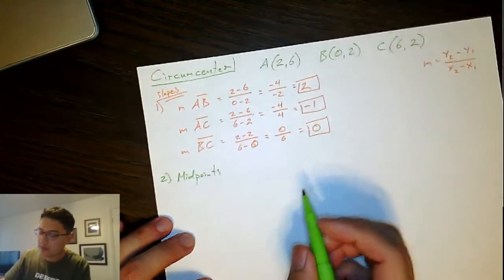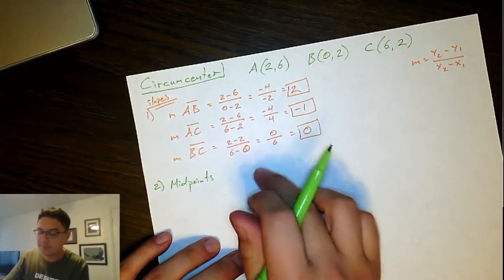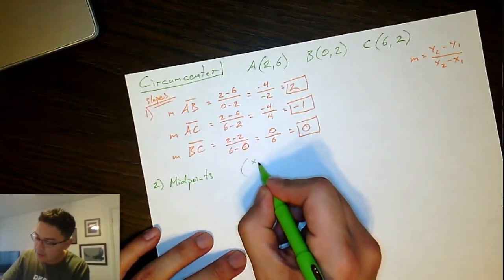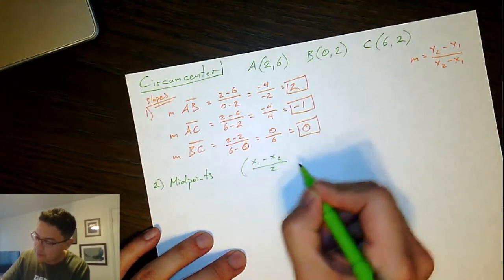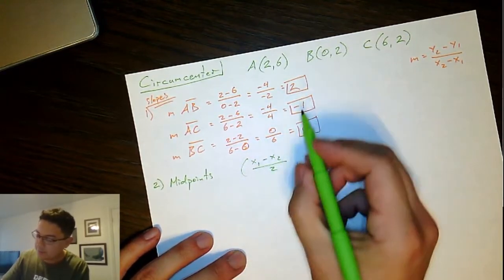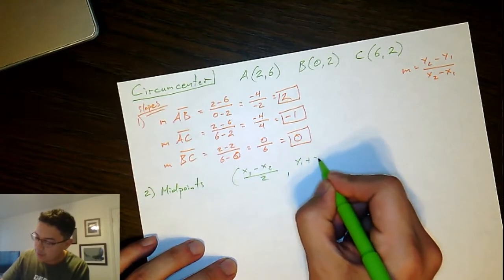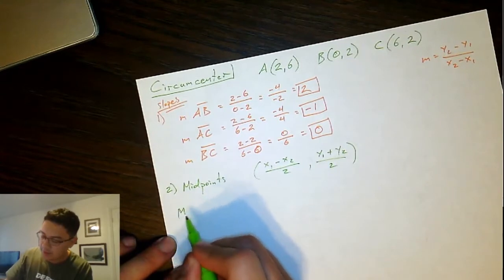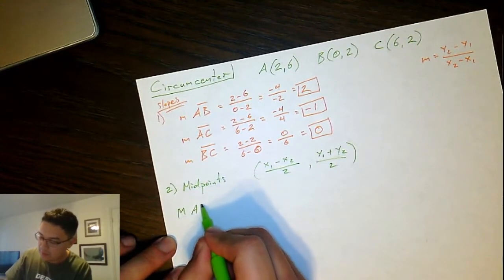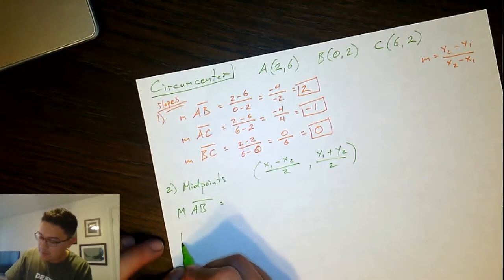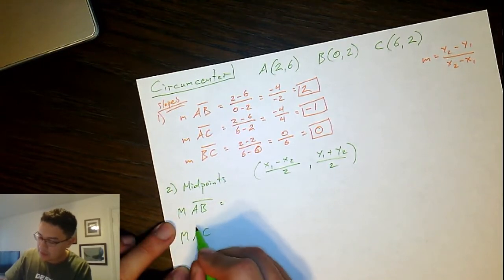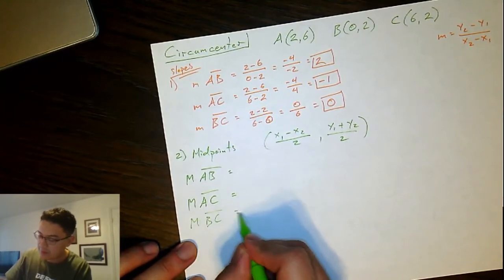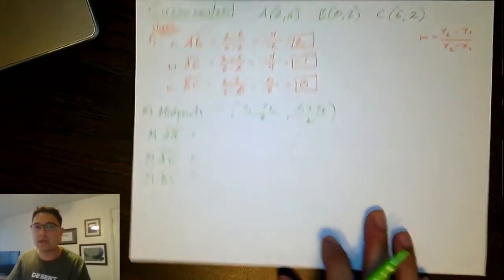I will give you this formula when we do this on the quiz. That formula is the sum of the x coordinates divided by 2. That'll give you the x coordinate for the midpoint. And then the sum of the y coordinates divided by 2. So we will have the midpoint for segment AB. We will have the midpoint for segment AC. And the midpoint for segment BC. So go ahead and figure that one out as well, and the video will skip forward again.